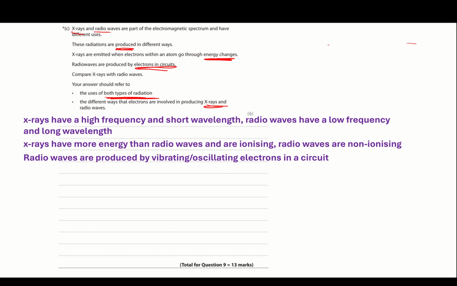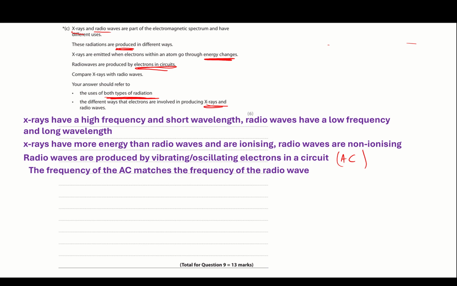Next part, now let's talk about radio waves. Radio waves are produced by vibrating or oscillating electrons in a circuit. That is, I need an alternating current. So an alternating current will generate radio waves.